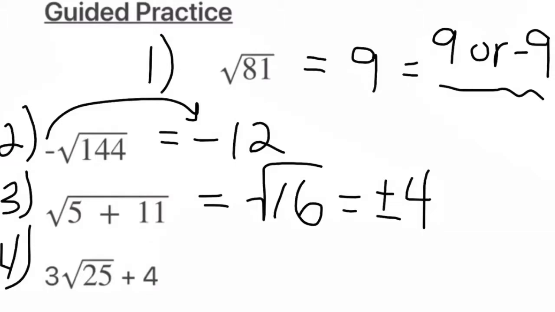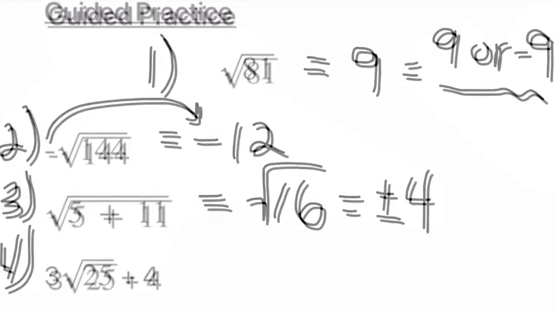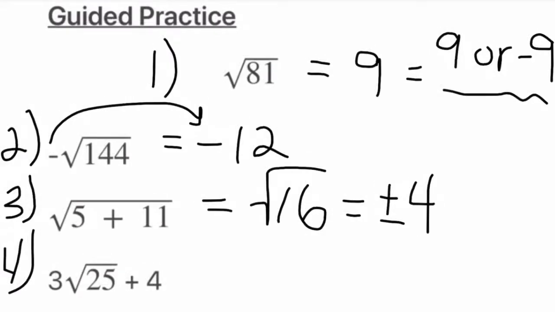Go ahead and pause the video and try number 4. On number 4, we have other operations outside of the radical. And just remember that a square root is the inverse of an exponent. So when you are looking at order of operations, you should always do your square root in the same process as when you would do your exponent.